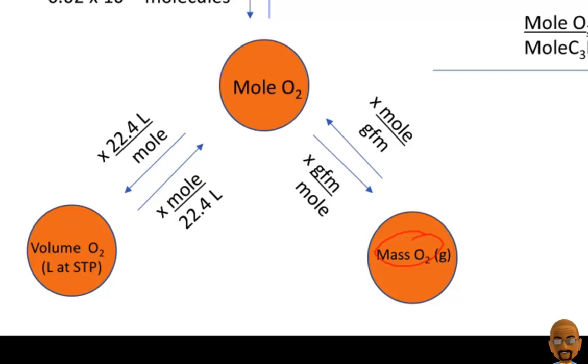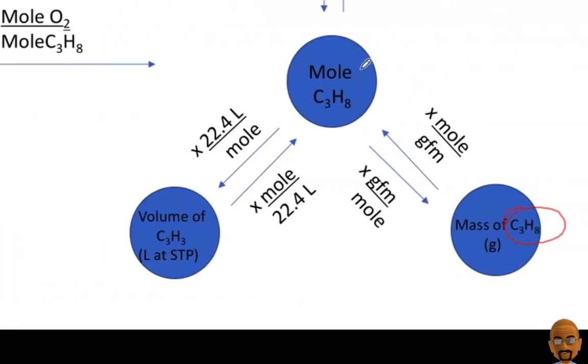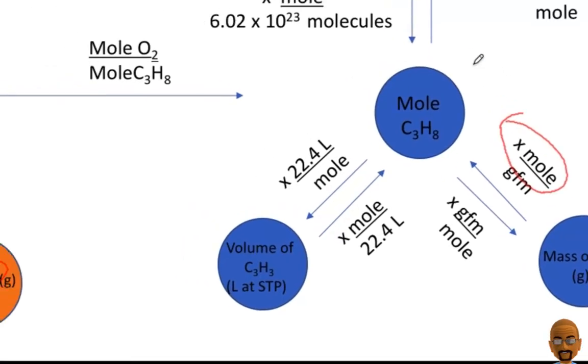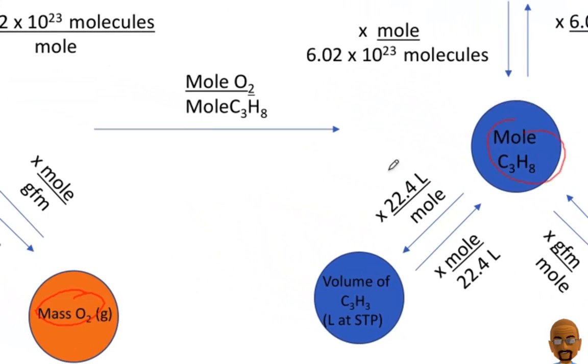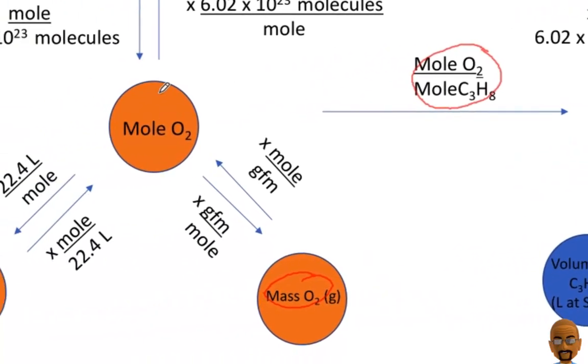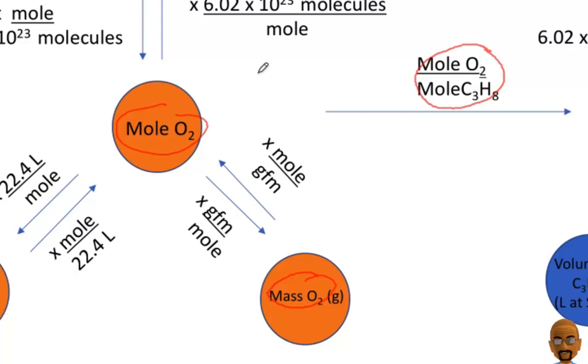So to do that, we're going to go from mass to mole using the gram formula mass. We're going to go from there, from moles of propane, we're going to use the mole ratio. In particular, we're going to use the mole ratio of propane to oxygen, or oxygen to propane. Once we use that, we'll be at moles of oxygen. To get to grams of oxygen, we'll use the molar mass of oxygen. And again, once we use that, we'll be at mass of oxygen.